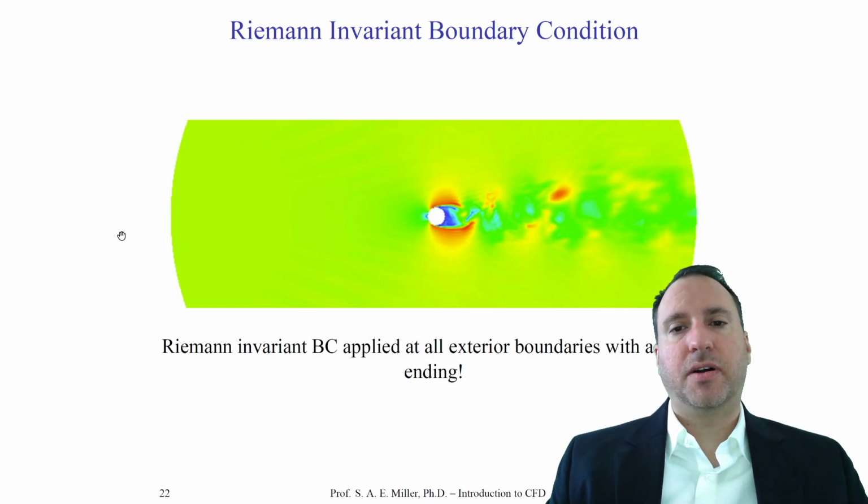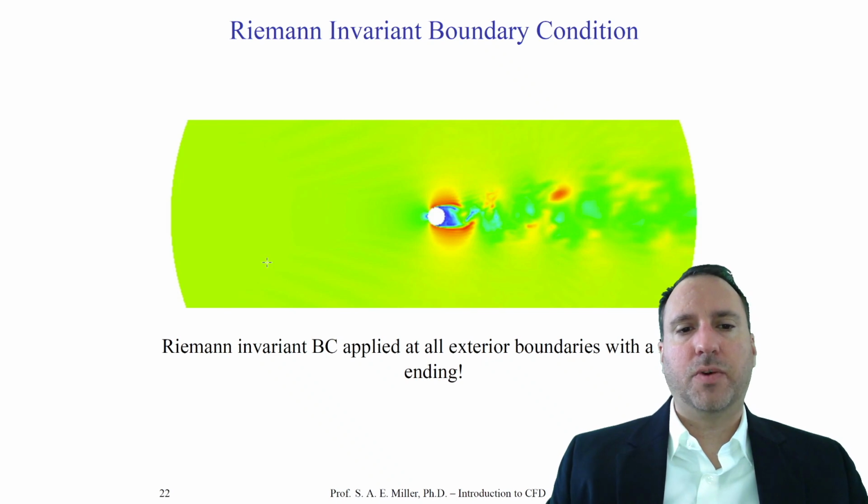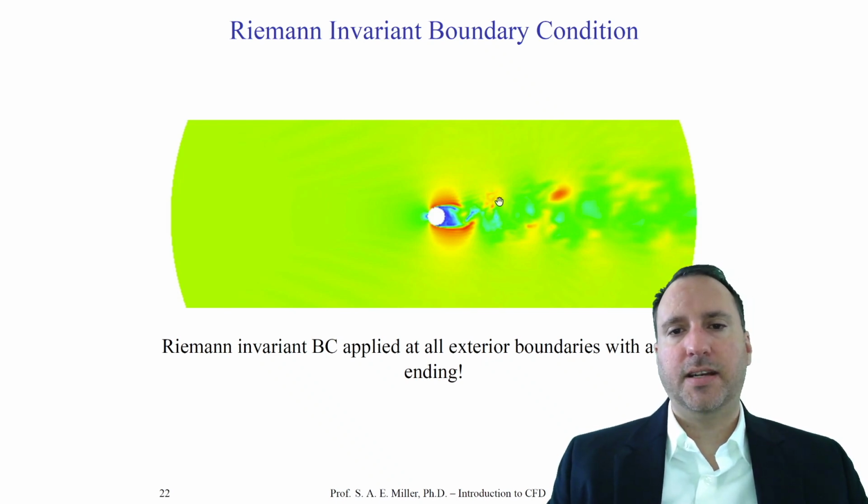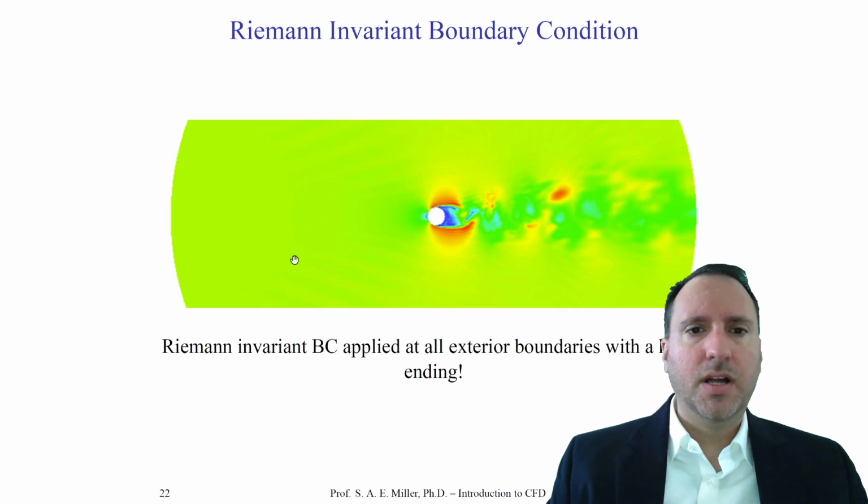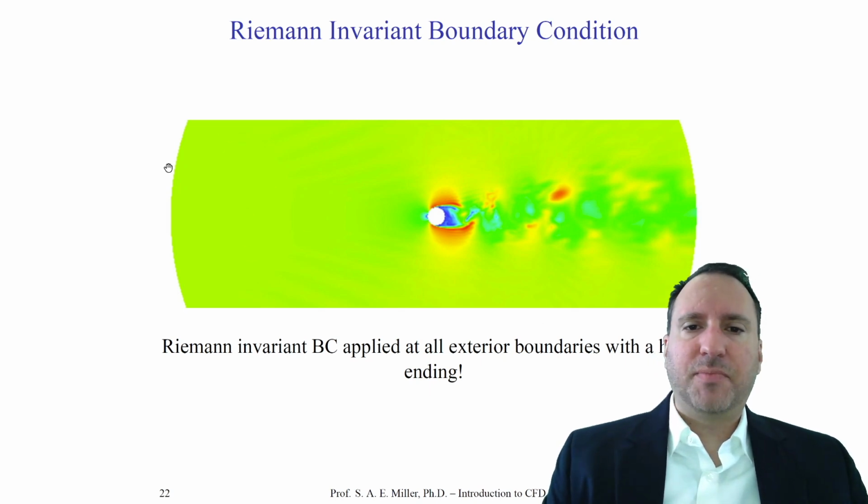Let's look at an example of the application of the Riemann invariant boundary condition. This is a particular flow where we see contours of the solution and the flow is moving left to right. You might see the Kármán vortex street in this higher speed flow. You can see the cylinder shedding. It's really beautiful.